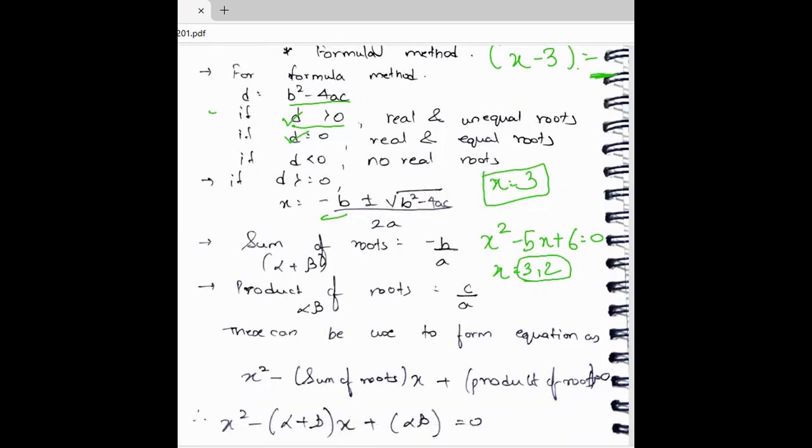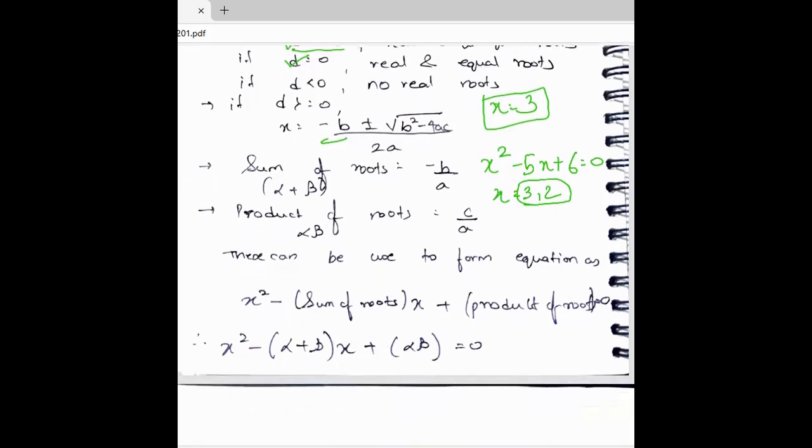It's the same. Similarly, product of roots is what? Is c over a. C over a means what? 6 over 1. So we can do it directly. If I want to find the sum of my roots, instead of doing the complete process, we can directly use the formula minus b over a and c over a.